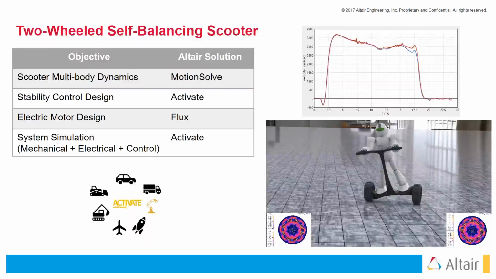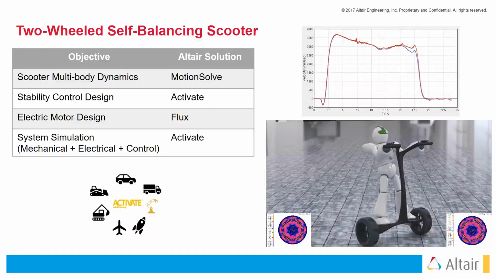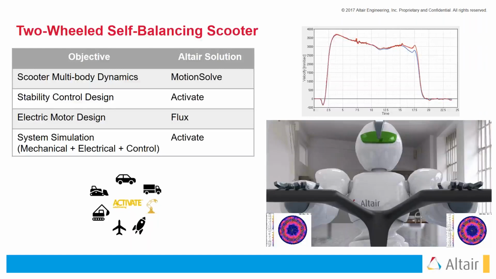Once the motor design is done, you need a coupling between your MotionSolve and Activate to balance the vehicle. How are we going to balance the vehicle? That is done with Activate. So you have a system, and you do the entire system simulation with the mechanical system design, electrical system design, plus control system design. When you do the entire system simulation, you see the control with respect to closed loop. Later we have to employ this onto the hardware targets. We have a tool called Embed. You can deploy your controls onto the hardware targets.